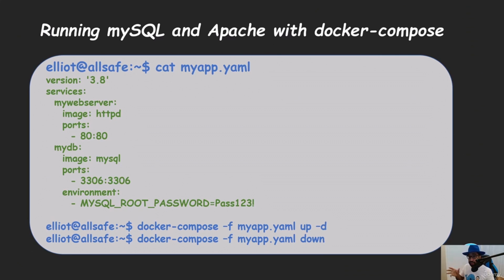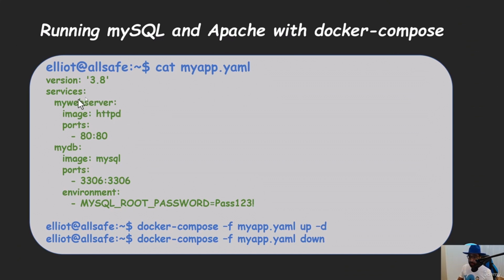And for that reason, the Docker Compose tool was invented. Docker Compose uses a YAML format file to list all the containers that you want to run. Here we have a file called myapp.yaml, and we are using the latest version of Docker Compose available right now. After that, under the services tag, we can list all the containers that we want to start.